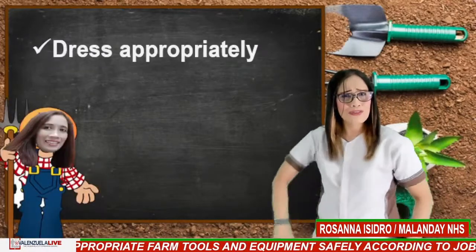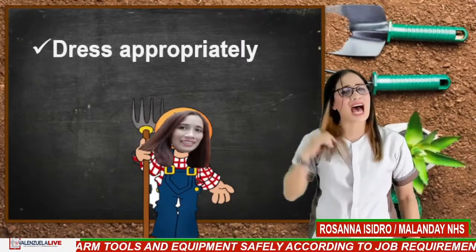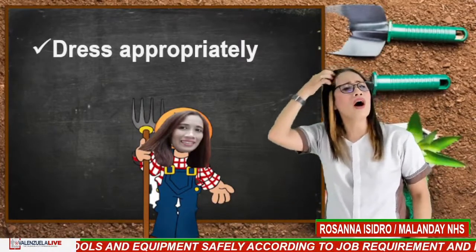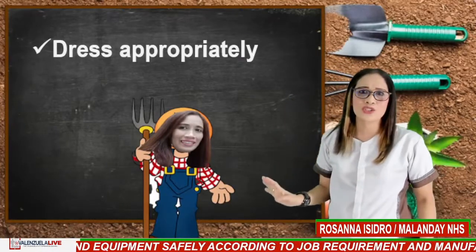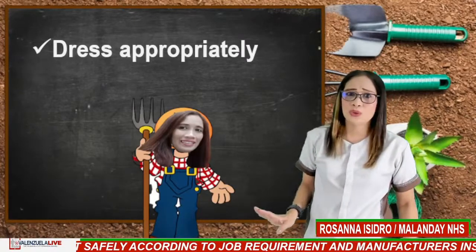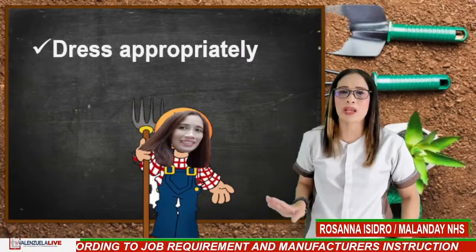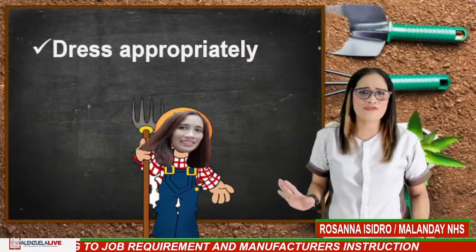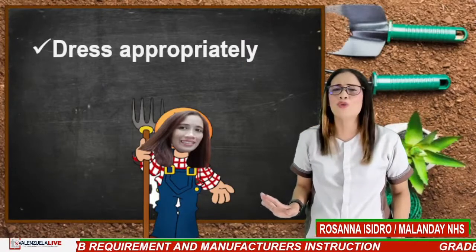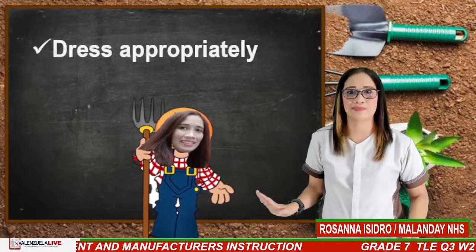Next, of course, dress appropriately. Untied shoelaces, flowing long hair, and stray threads from an old shirt have led to horrendous injuries when operating farm equipment. Dressing appropriately can mean reducing the risk of such injuries.